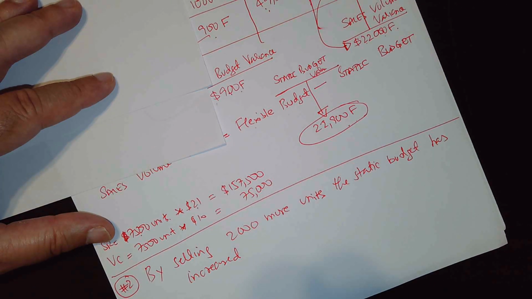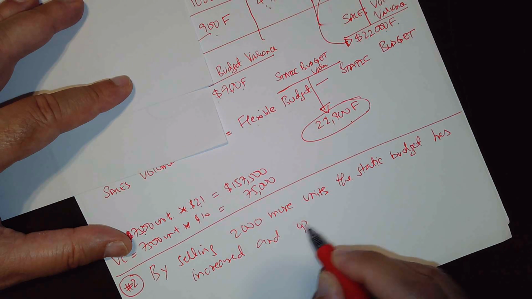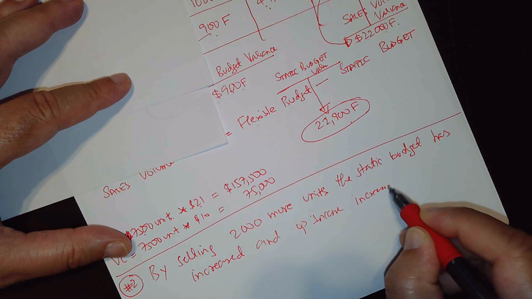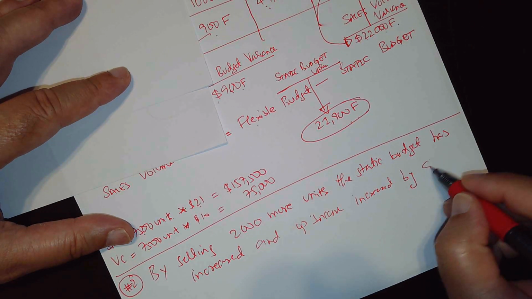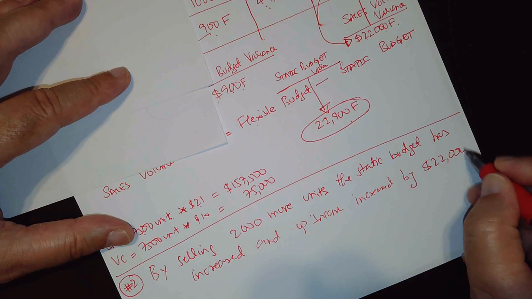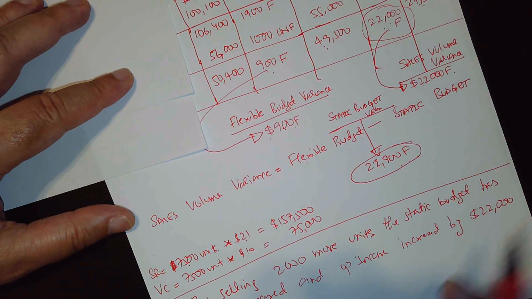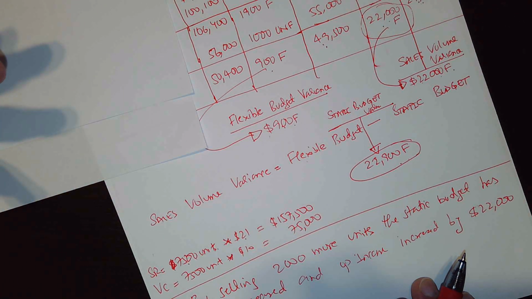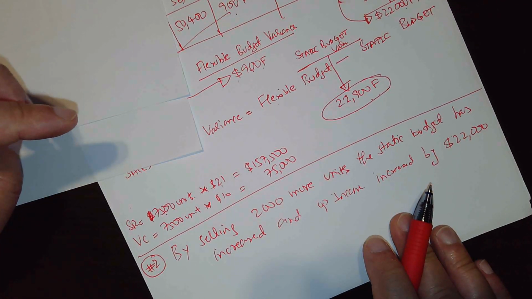And operating income increased by $22,000. It's favorable over here. That's the sales volume variance. It means if your sales volume has increased, which has increased by 2,000, that's why you have a $22,000 increase.